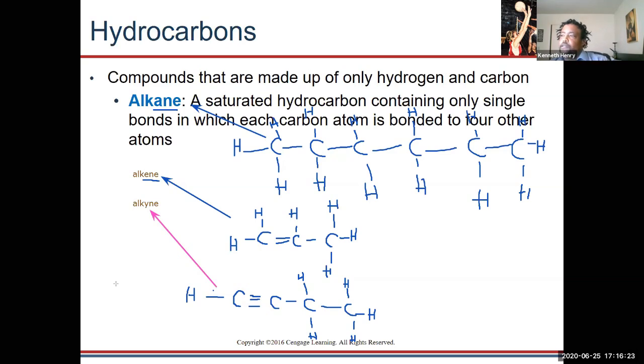Simple. At least one double bond, alkene. One triple bond, alkyne. None at all, not a single one, alkane. Got it? Okay, we're going to see.